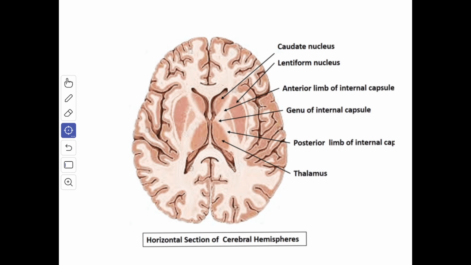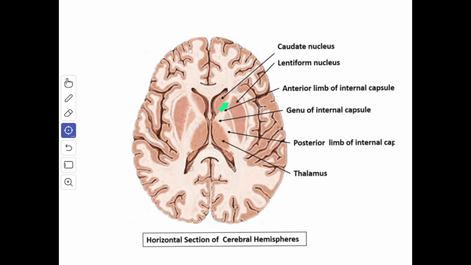The internal capsule is divided into 5 parts. This is the anterior limb and this is the posterior limb. Connecting the anterior limb and the posterior limb is the genu. Then you have the retrolentiform part, which lies behind the lentiform nucleus, and the sublentiform part, which lies below the lentiform nucleus.